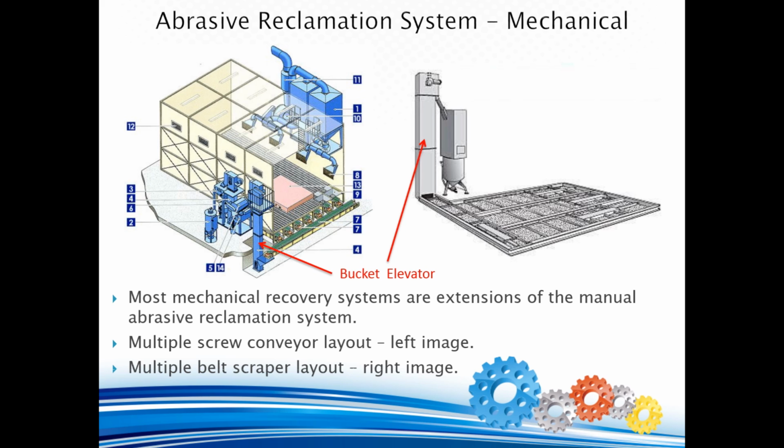While both the illustrations show full-floor mechanical recovery with multiple feeds into the central screw conveyor or belt scraper, the individual screw conveyors or belt scrapers can be eliminated or reduced for a partial floor recovery system. For a partial floor recovery system, the blast operator has to sweep spent abrasives from the floor of the blast chamber to the nearest screw conveyor or belt scraper.